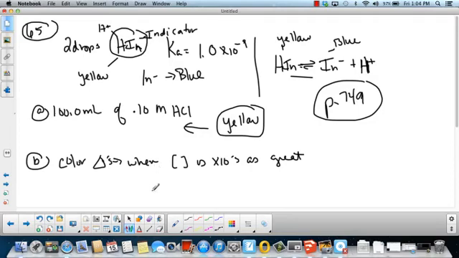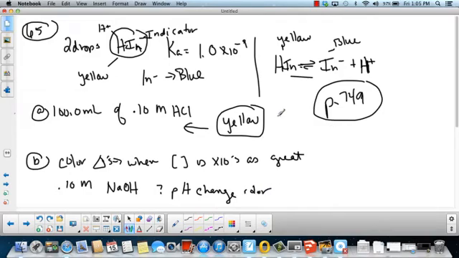Now, for letter B, it says a solution is titrated with 0.10 molar sodium hydroxide. At what pH will the color change? Now, this is a reach. I'm just showing you this as the extreme version. There isn't a question like this on the test. It's just showing you how potentially we could figure some of these out. At what pH will the color actually change, going from the yellow to the blue?